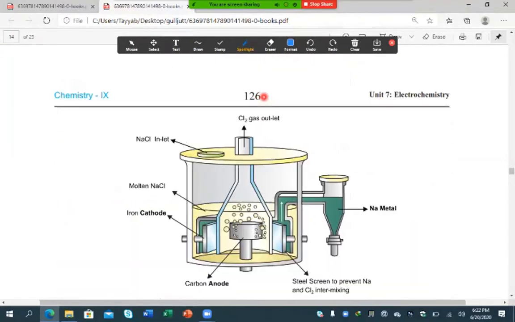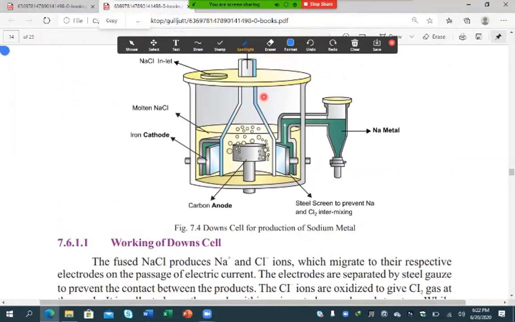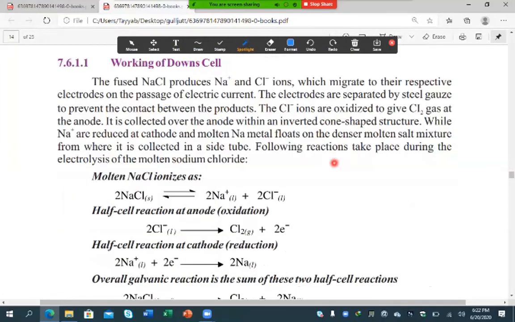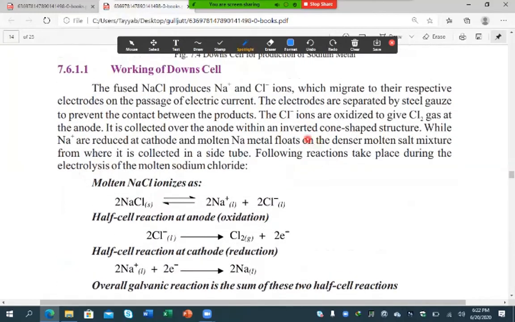Here again you all see that the carbon anode, made up of graphite, carries positive charge. So chlorine migrates towards this anode and moves upward. And here the cathode carries negative charge. The cathode is made up of iron. Iron attracts Na positive, and sodium metal is released in this tube.